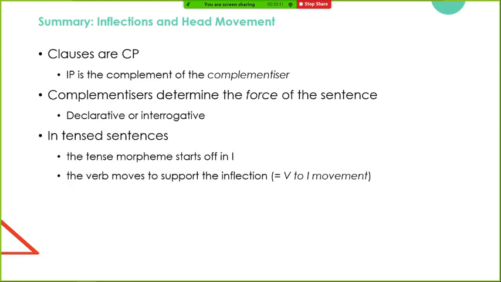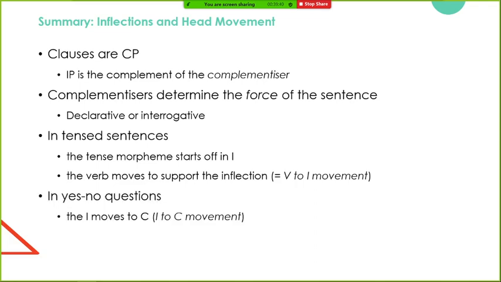In tensed sentences, the tense morpheme starts off, as we would expect, in the inflection position. That is the position where inflections start off. But the tense morpheme, being a bound morpheme, must be supported by a verb. And that is going to force the verb to move out of the verb phrase into the inflection position by what we've been referring to as V to I movement. That's a kind of head movement that moves the verb to the inflection.